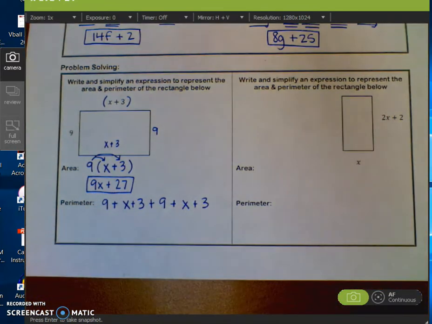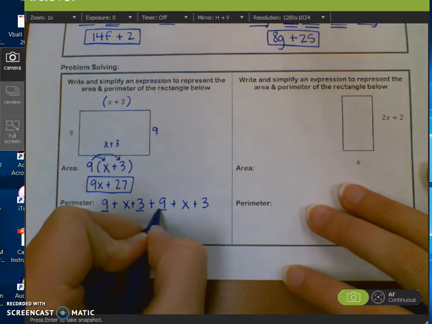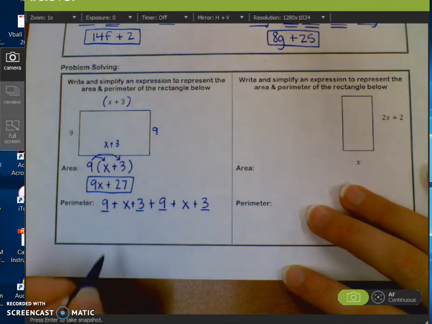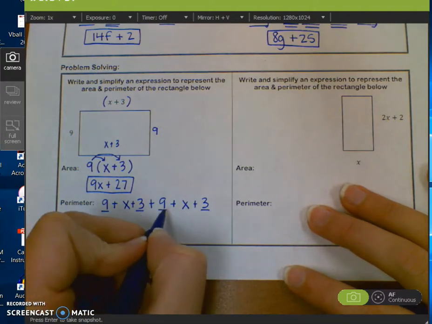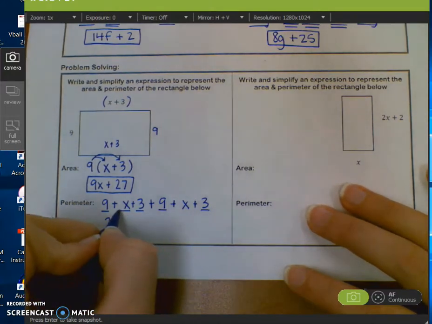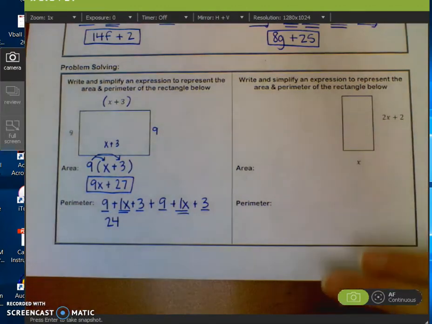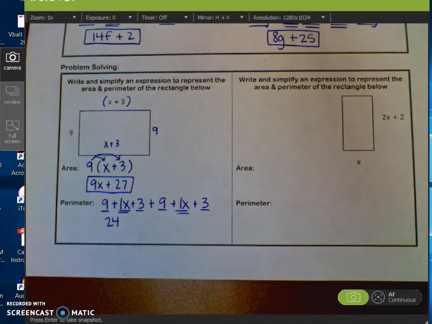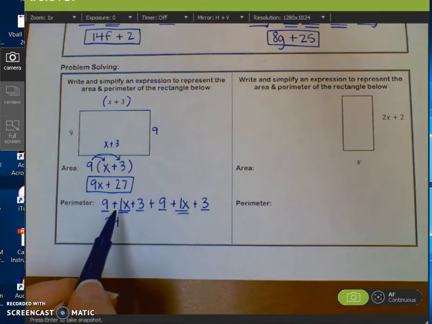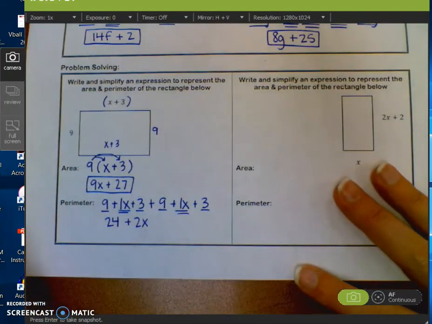And now we're looking for like terms. So I've got a constant of 9, 3, 9, and 3. Those are all constants. 9 plus 3 is 12, plus 9 is 21, plus 3 is 24. And then I've got x plus x. And again, if you'd like to put a 1 in front, I think that's a good strategy to start getting in the habit of doing, so that you recognize those are both 1x plus 1x, and 1 plus 1 is 2x. So I've got 24 plus 2x.